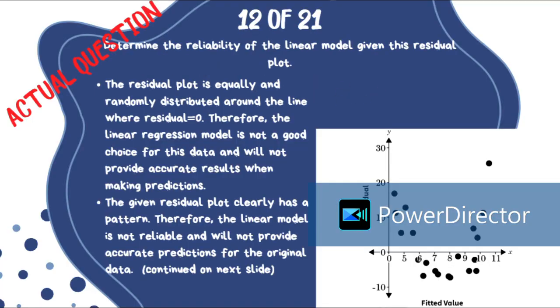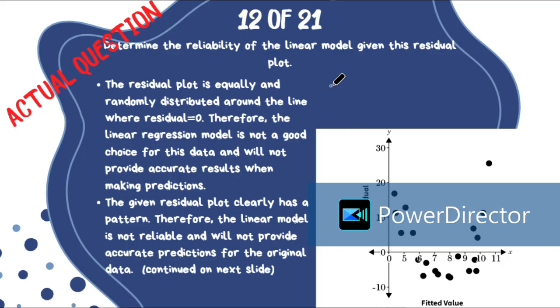Number 12, determine the reliability of the linear model given this residual plot. There are 2 pages of answers for this, but what you need to know is that for reliability, you have your residual equals 0 line right here. You want dots above it and below it. You want it to be random. You want there to be no pattern.